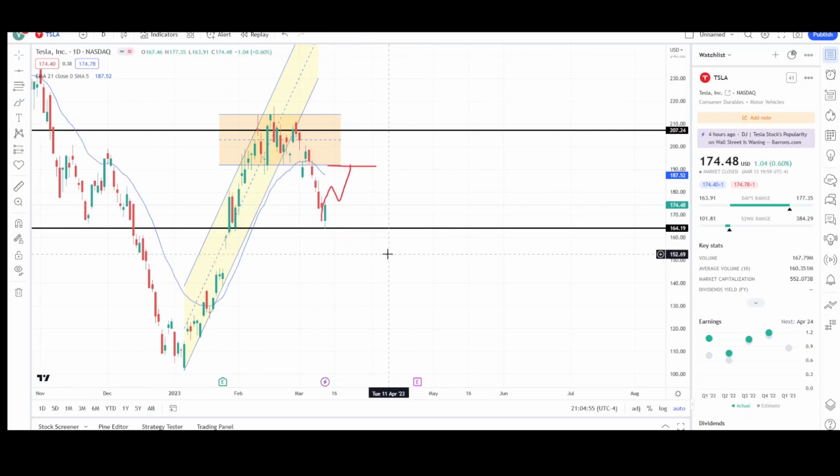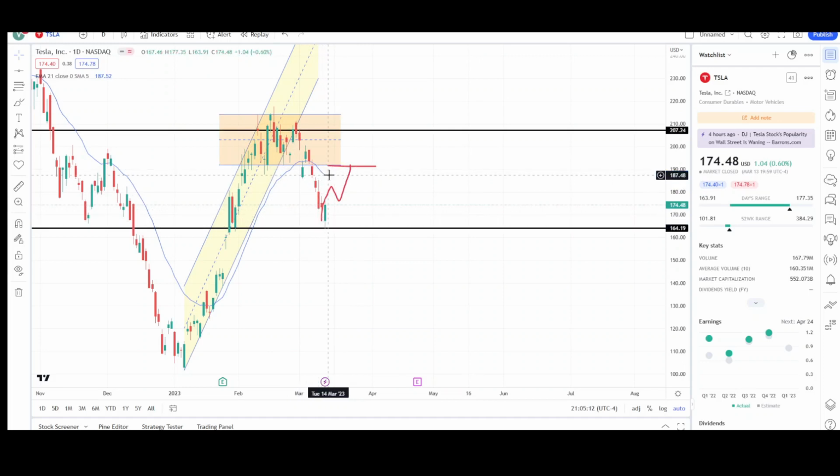Because it looks like a bunch of other stocks are overextended and they're also seeing a reversal. So I would be expecting Tesla to do the same. It's not guaranteed, but it does look like the chart is setting up to do that. We had two decent sized legs down. We had a breakout of this orange range.